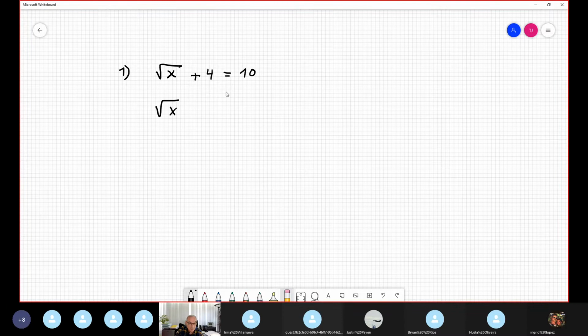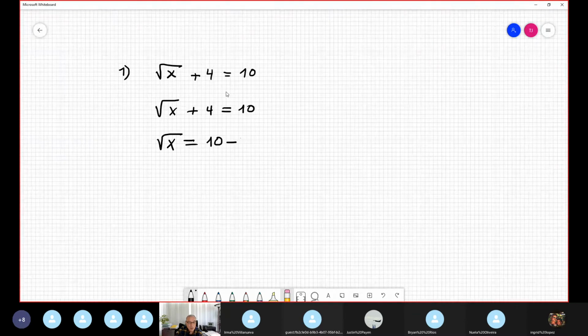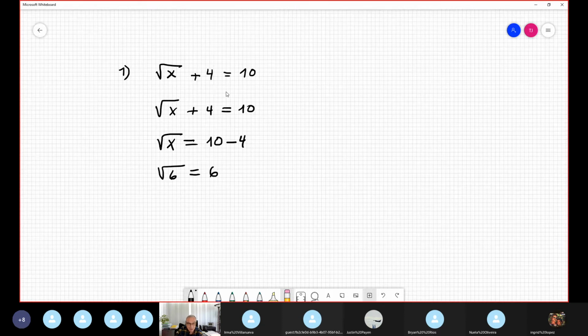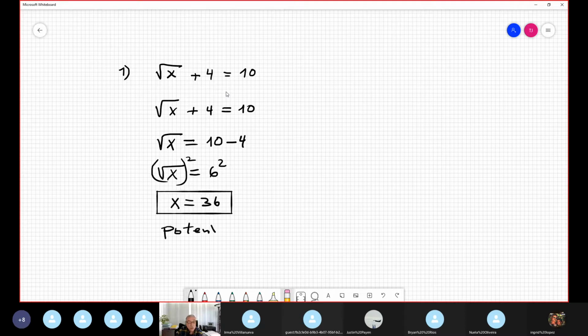I copy it again. You isolate the radical. This is 6. Sorry. This is x, not 6. I anticipated the answer. Now, finally, you square both sides. x equals 36, and 36 represents my potential solution. Okay, I need to verify in the original.